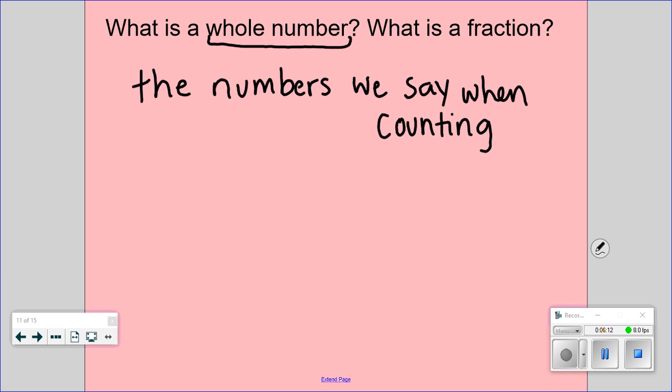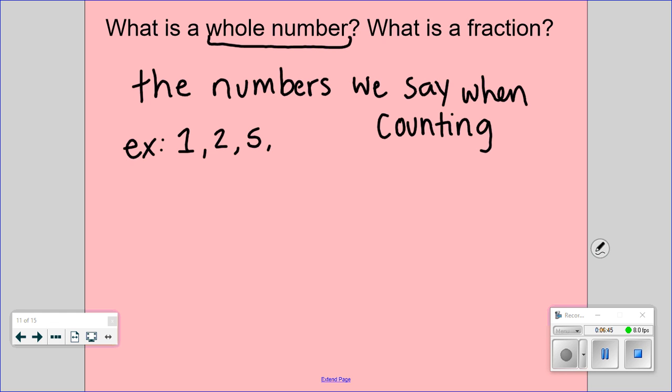A whole number, if I write an example, 1. When I got one whole cookie, that is a whole number. Do you think of another whole number? Lincoln, you can think of a whole number? 2. 2 would be a whole number. I could get 2 whole things. That would work. Shelby? 5. That will work. That's a whole number.